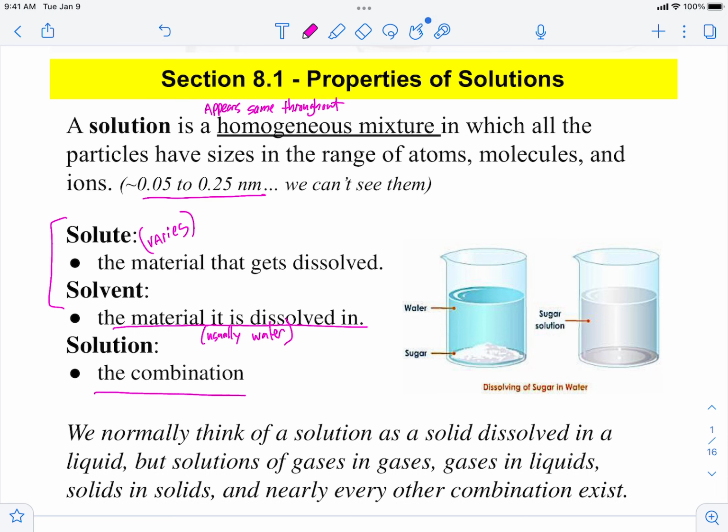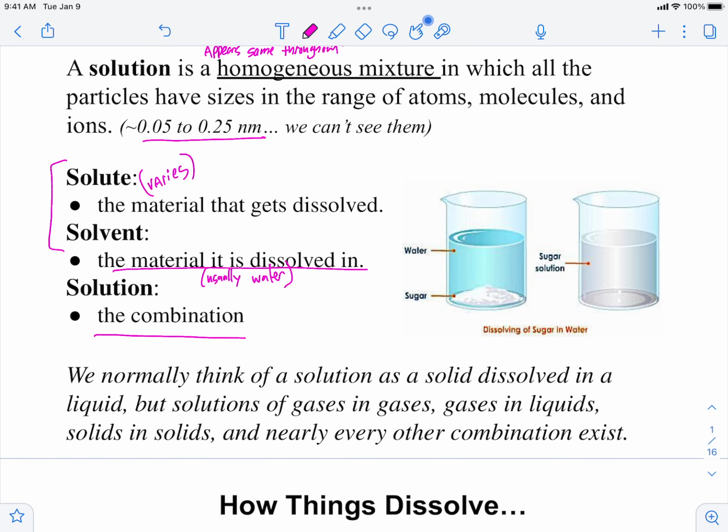Now, here I'm showing you and describing a liquid solution, but a solution does not have to be liquid. You can actually have solutions of gases, of any combination: a gas in a gas, a liquid in a gas, a solid in a solid, a liquid in a solid, and a liquid in a liquid. Any combination of those states can all be solutions.